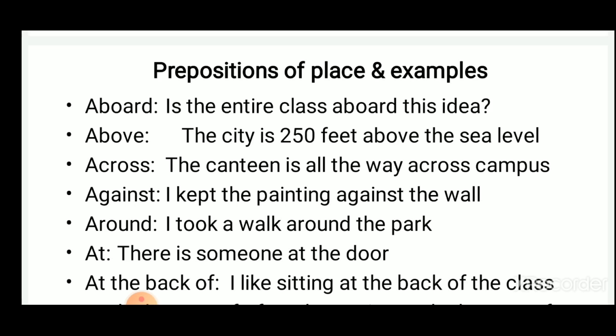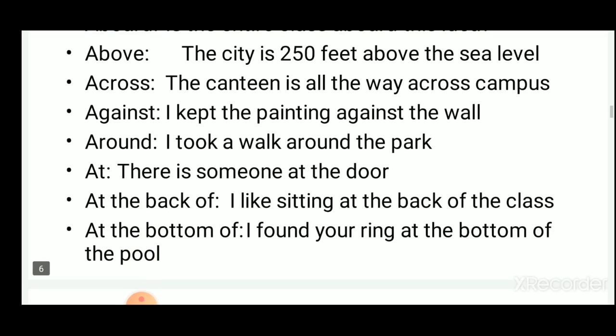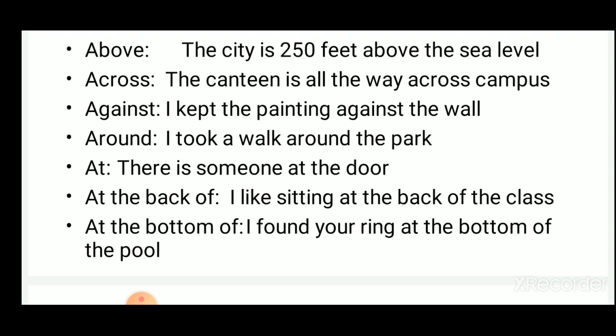Around: I took a walk around the park. At: there is someone at the door. Means near the door. At the back of: I like sitting at the back of the class. At the bottom of: I found your ring at the bottom of the pool. Means it was sunken in the pool.